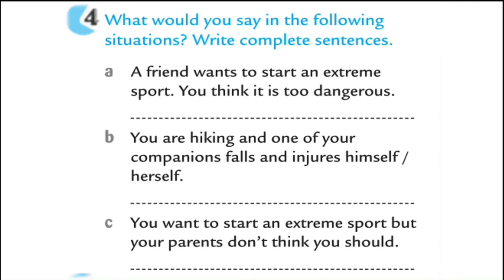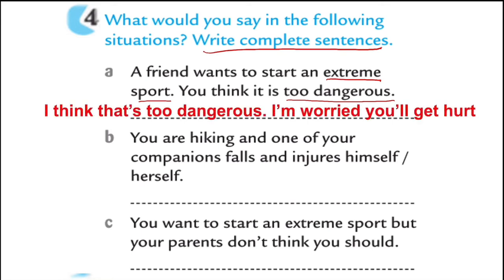These are 3 sentences that need us to respond, what we call language functions. It says, what would you say in the following situations? And remember to write complete sentences. So let's understand these situations. The first one: a friend wants to start an extreme sport, and you think it is too dangerous. So here it is a negative opinion, and you want to warn your friend. You can say something like: I think that's too dangerous. I'm worried you'll get hurt.